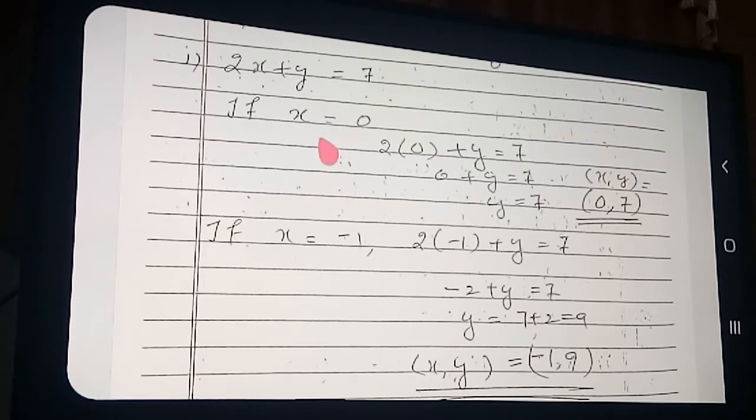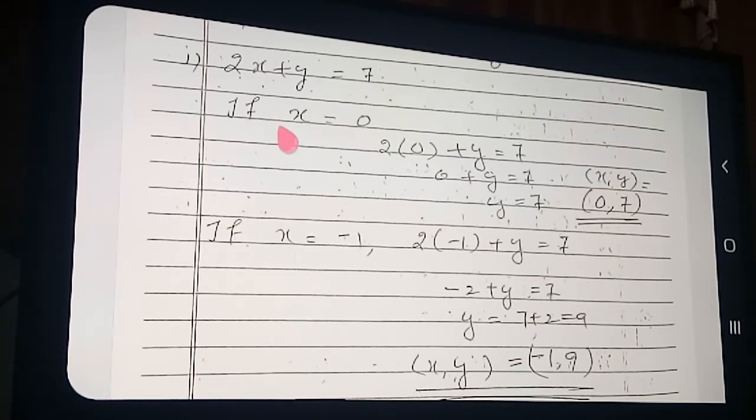So I told you, either you give the value of x or you give the value of y. If you put the value of x, then you will get y. If you put the value of y, then you will get x. Here everywhere only the value of x is given. You may think why we can't give the value of y. You can. Giving the x value, you will get the value of y. Giving the y value, you will get the value of x. That is the only difference.